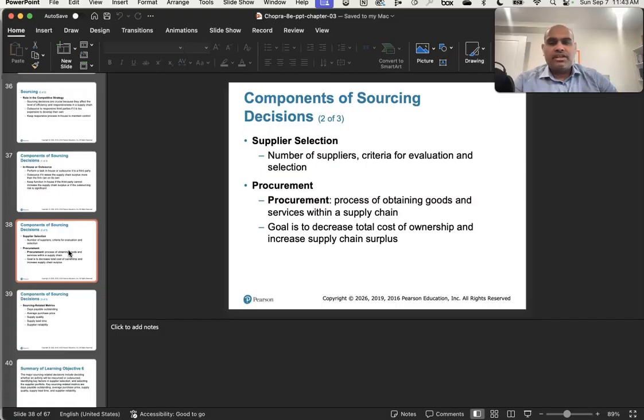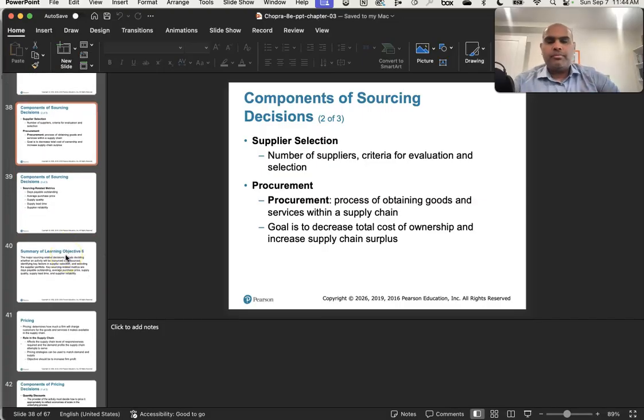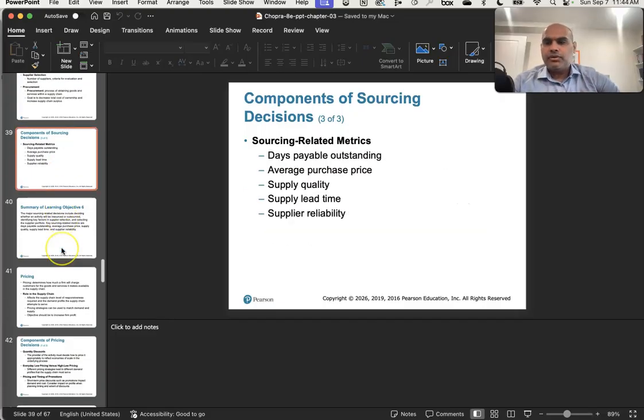Then, of course, supplier selection. This is a very important piece. And I did my PhD thesis on how you can use auctions to do supplier selection. Very, very interesting. But supplier selection is a very big part of designing a supply chain, one of the important drivers of supply chain.